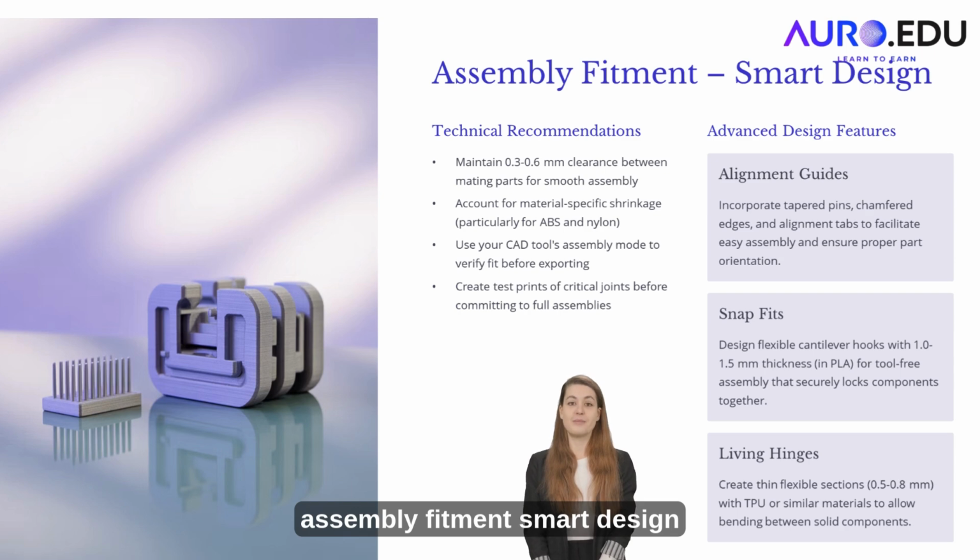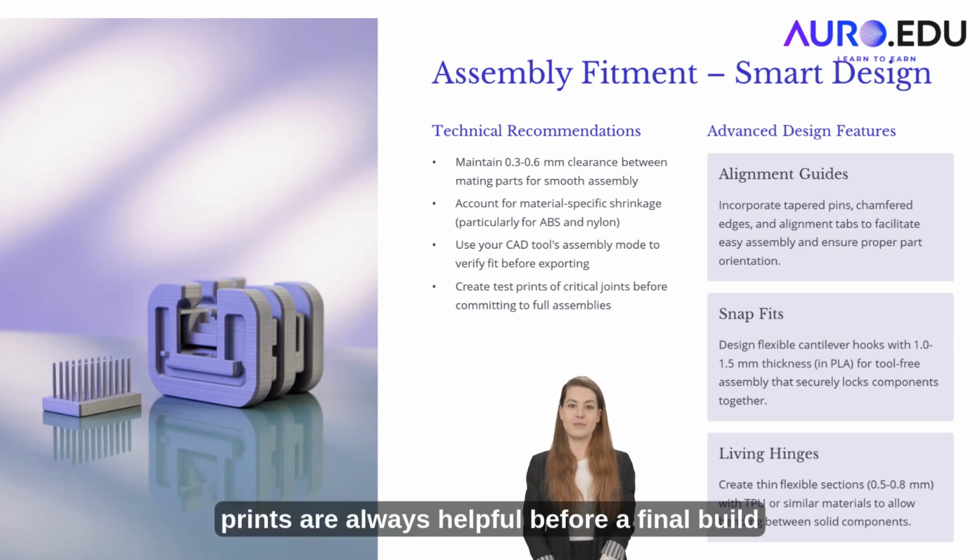10. Assembly fitment. Smart design. Leave 0.3 to 0.6 mm clearance between mating parts. Add alignment features like pegs and tabs for easier assembly. Consider thermal shrinkage in ABS or nylon. Use your CAD tool to simulate fit before exporting. Test prints are always helpful before a final build.